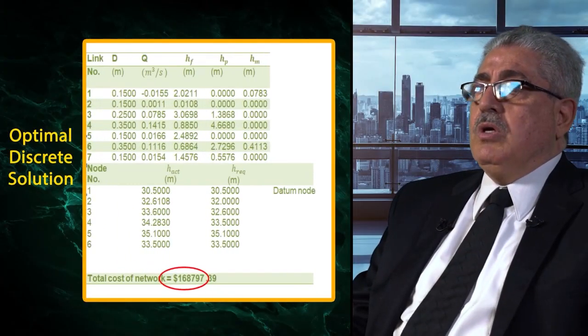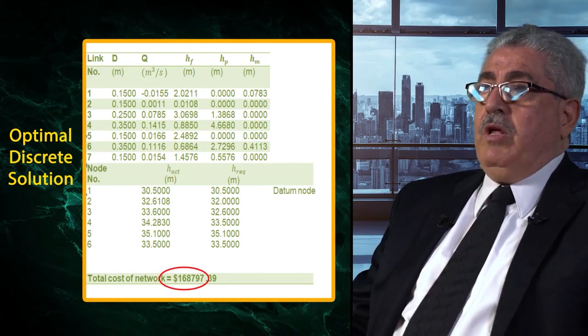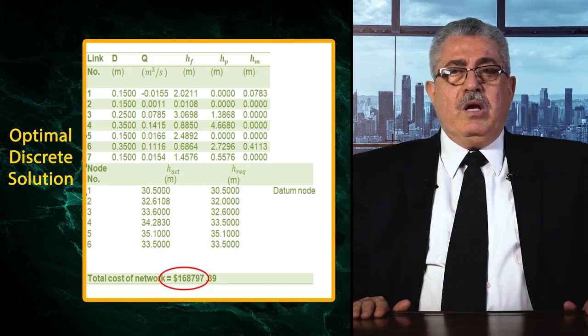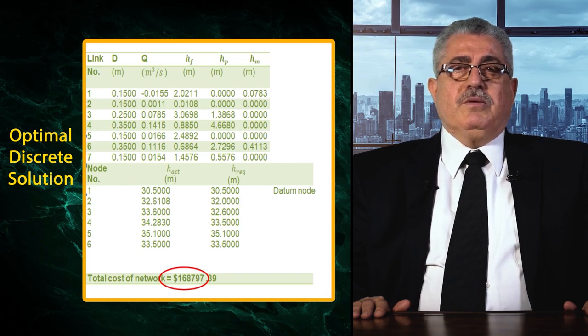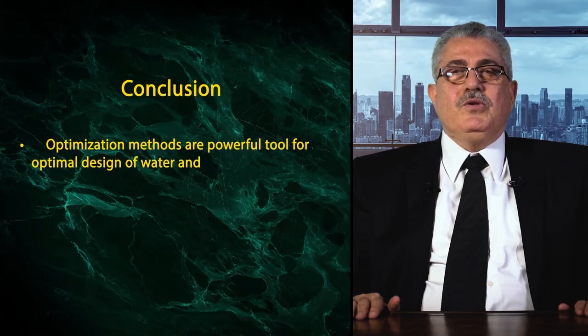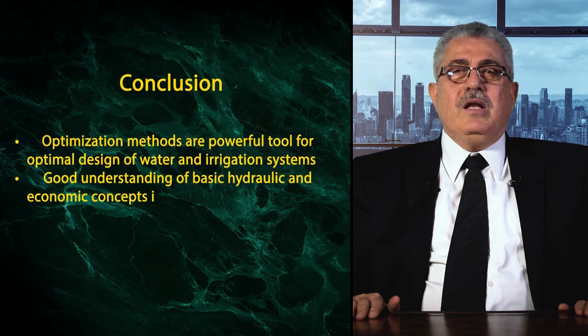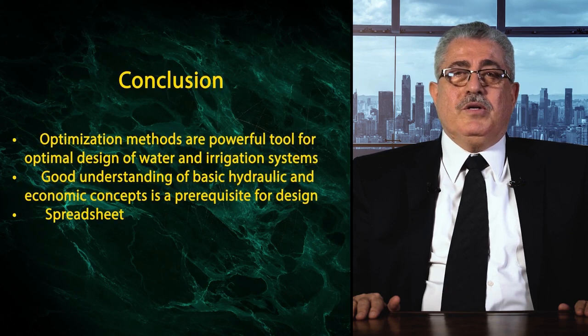This table shows the optimal discrete solution based on the table shown in the previous slide. You can notice the increase in total cost because of the discretization procedure. This concluding slide shows the importance of the different optimization techniques to find the optimal design of several water supply systems used here. Such a solution depends on good understanding of hydraulic and economic concepts.